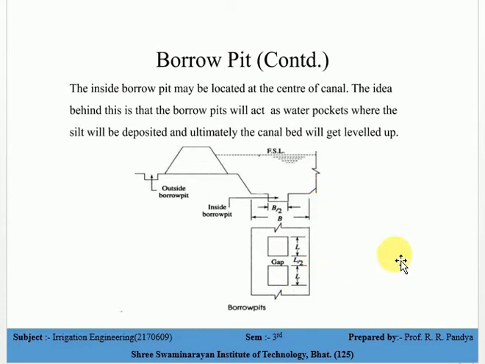Its maximum width is equal to half of the bed width. That means this is the bed, which is B, and the borrow pit width is B by 2. So it is half of the width of the cross section of the channel, and the depth of this channel should not be more than 1 meter.